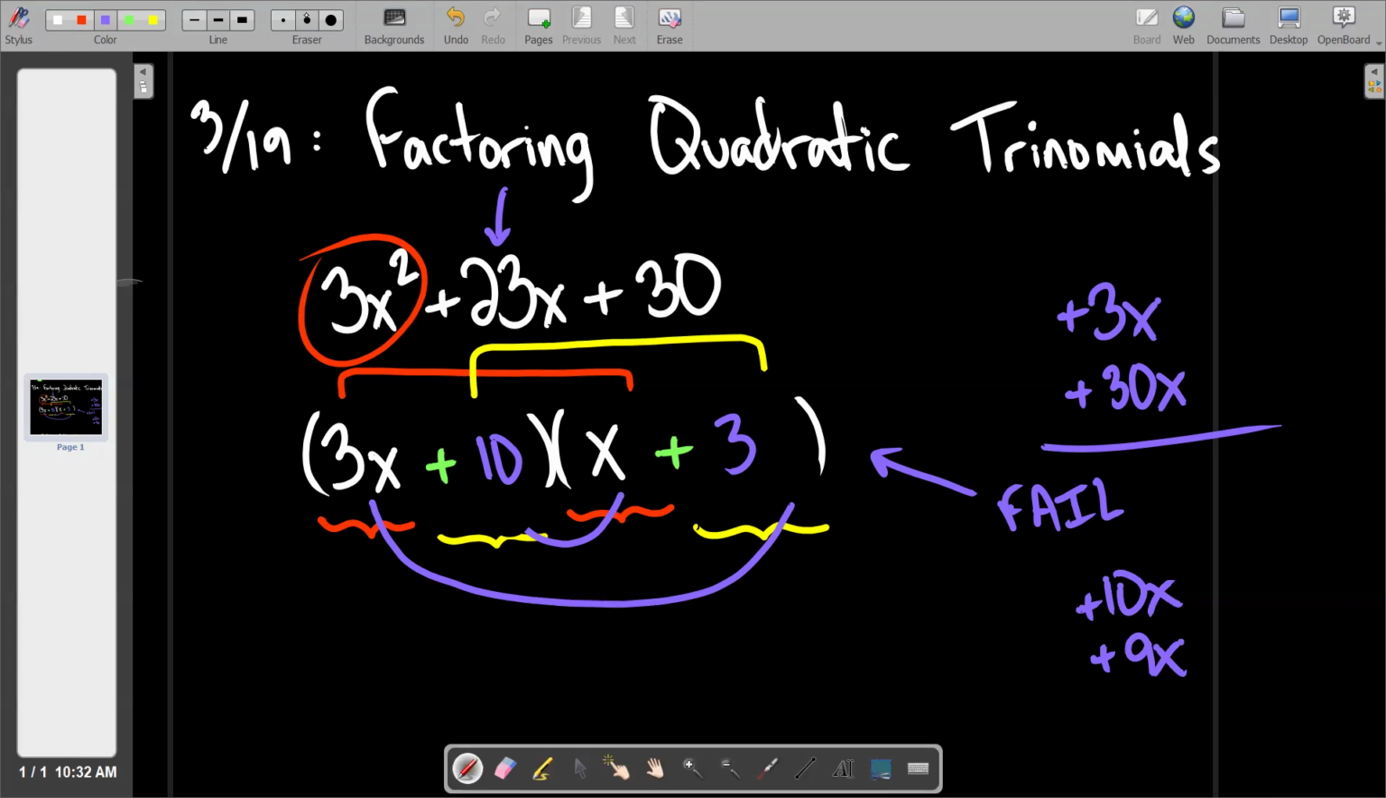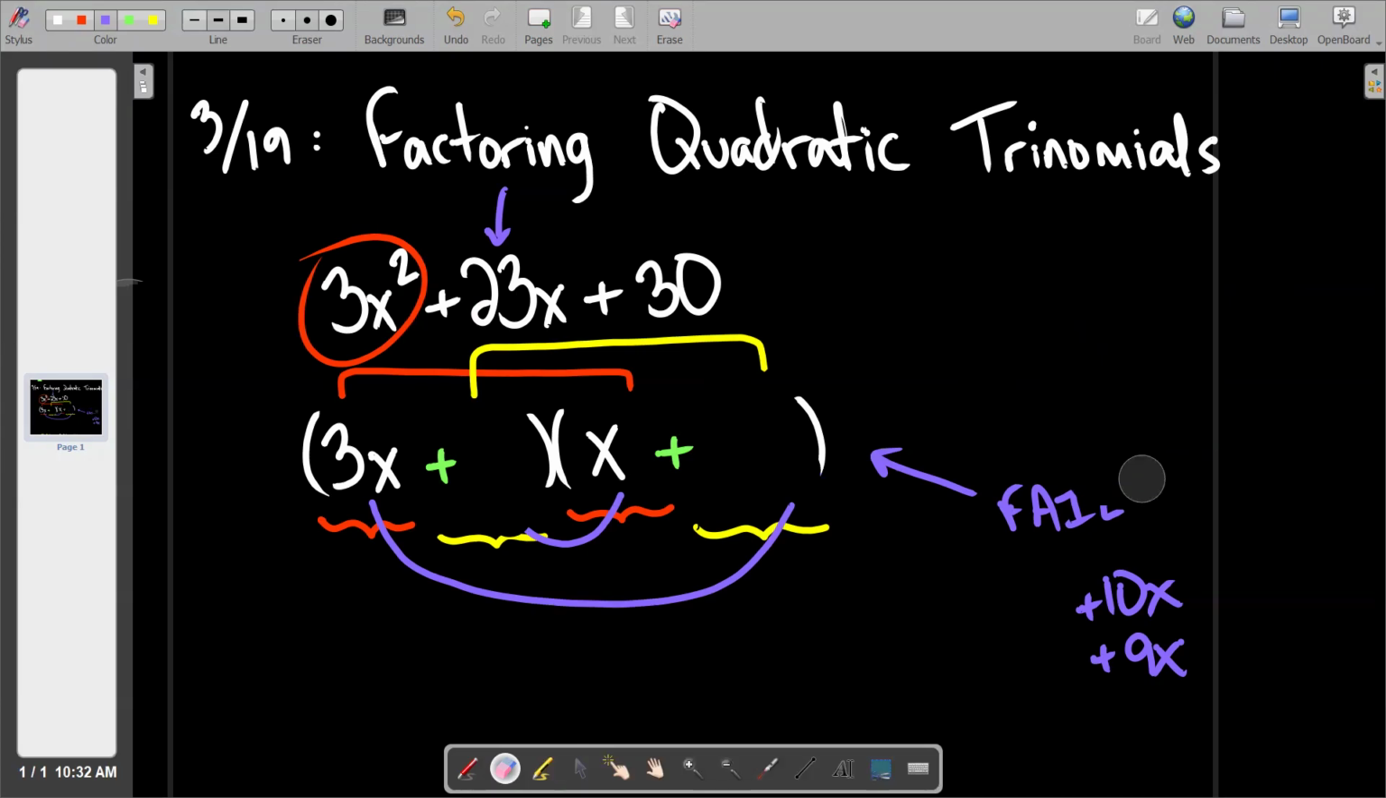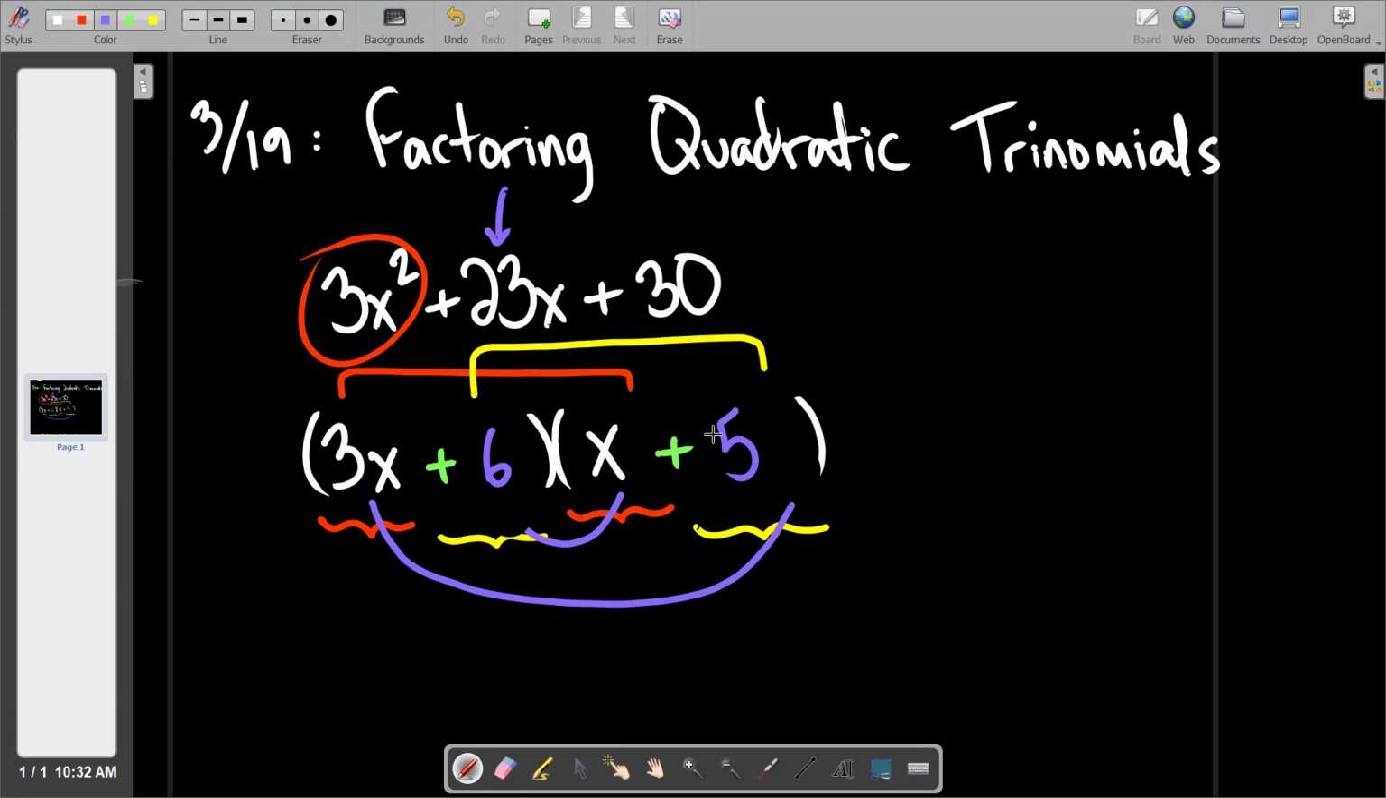So let's try something else. Let's jump ship. What about 6 and 5? Can you go ahead, Keith? Let's try 6 and 5. What order would you like to try them in? 3x plus 6, x plus 5. I'm down. And if this doesn't work, you know what we're going to do? We're going to switch them.